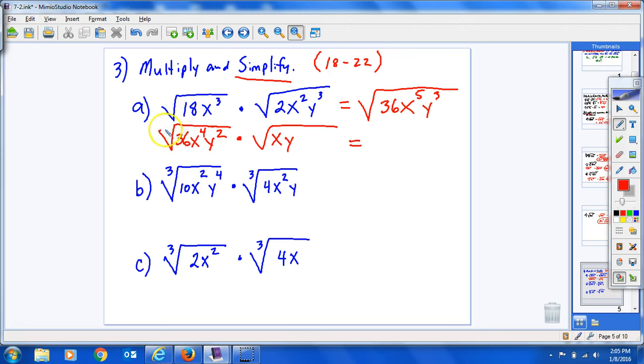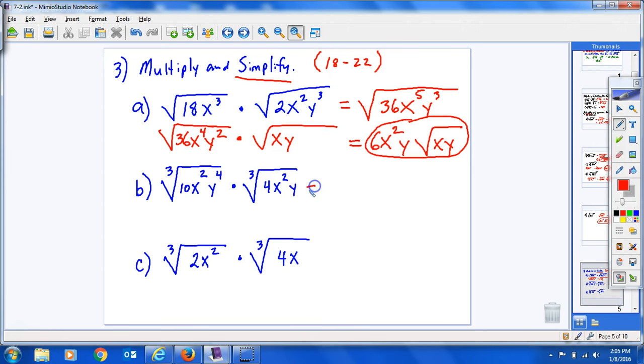Simplify the left radical. The square root of 36 is 6. Square root of x to the 4th, you just do x to the 4 divided by 2 power, and y to the 2 divided by 2 power, don't really need the 1, and then that's going to be multiplied times the right radical, which cannot be simplified. So that's my final answer for letter A.